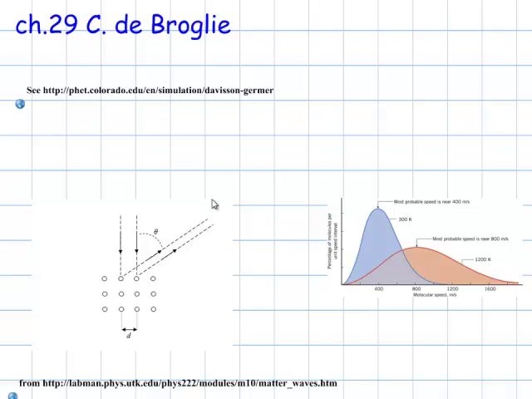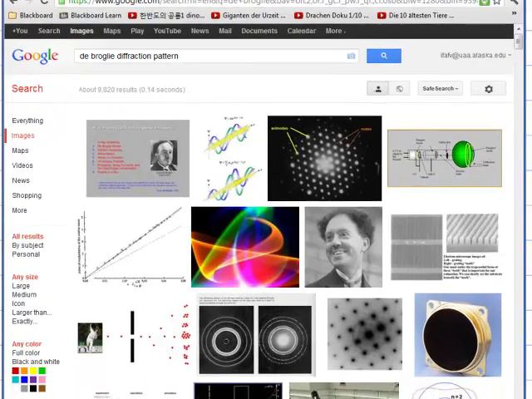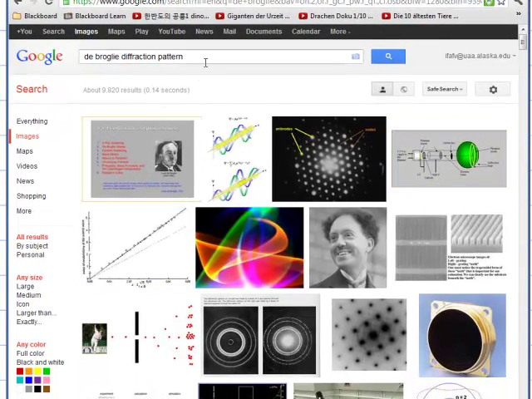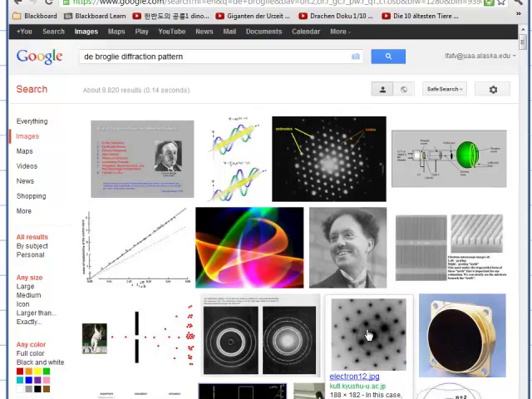So an experiment was devised by Davisson and Germer a few years after de Broglie came up with the idea, where they used a crystal and fired electrons at that crystal and noticed that they get an interference pattern, as if the electrons were waves. I pulled that up here. I made a Google search for de Broglie diffraction pattern, and that's what I came up with here. So here you get a diffraction pattern as if electrons, neutrons, protons, any kind of particles were a wave.